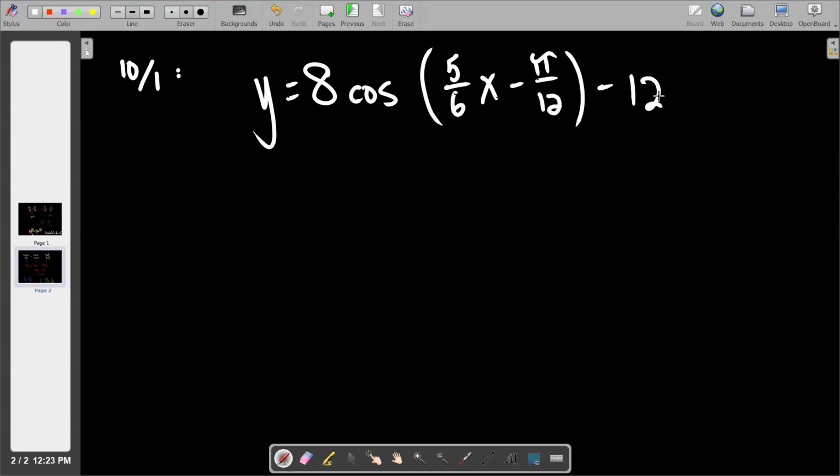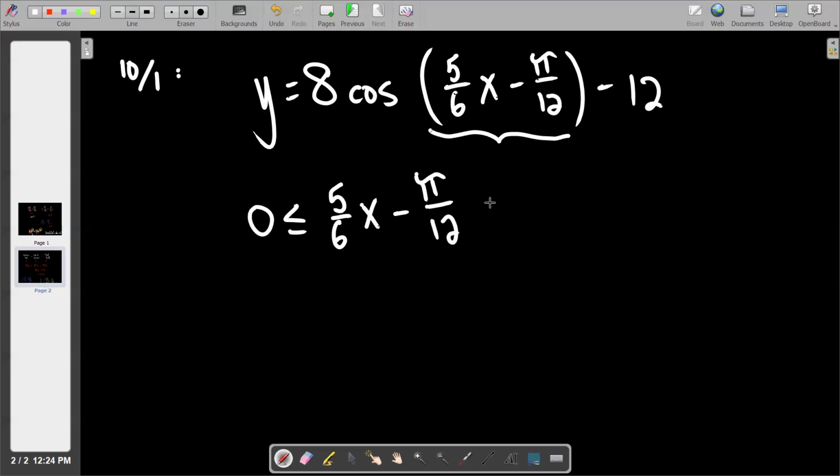So anyone remember step 1 from yesterday? Right. So we're going to take the argument. This thing right here that I'm underlining is called the argument of the function. And we're going to take that and wedge it into a compound inequality. We're going to stick it right in the middle of a 0 and a 2 pi.